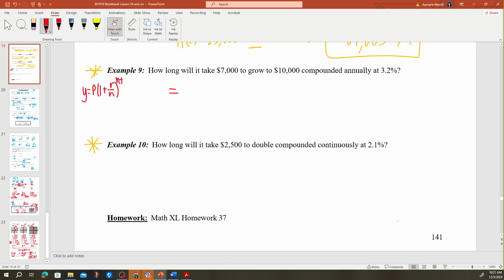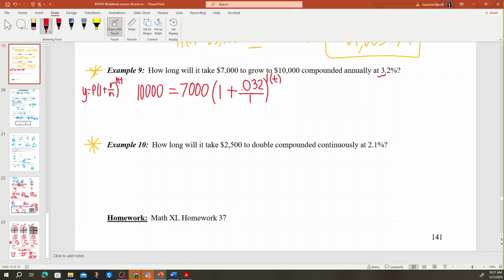This left side stands for future amount, right? So what's our future? It's growing to what? 10,000. Good. Initial was 7,000. 1 plus, what do I write my rate as? 0.032, right? It's going to be compounded how many times in a year? It says annually. Once. Okay, and so I raise it to a 1, and then they want to know how long.